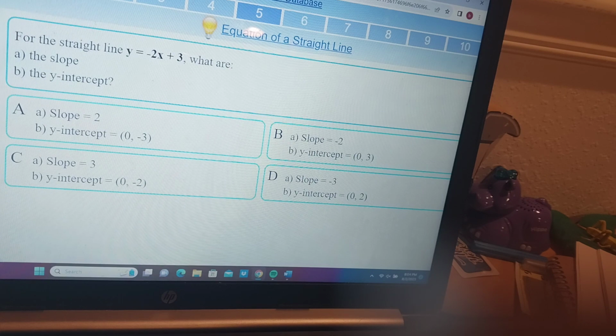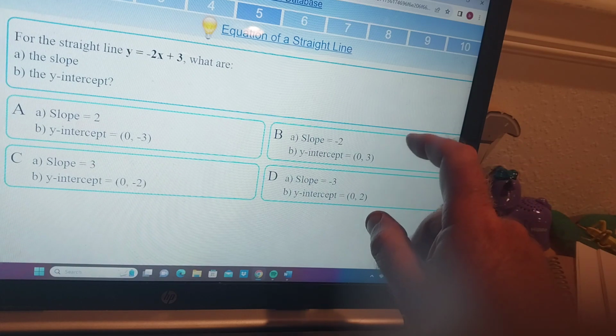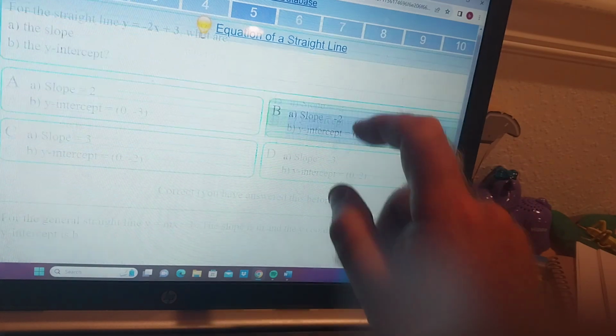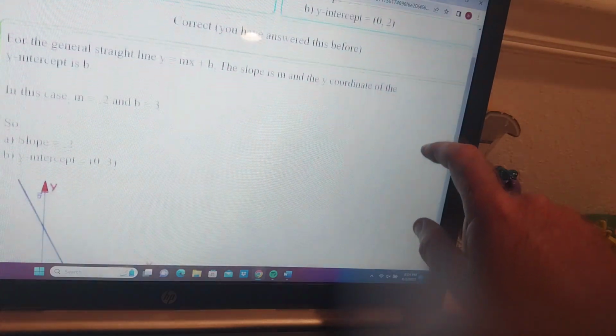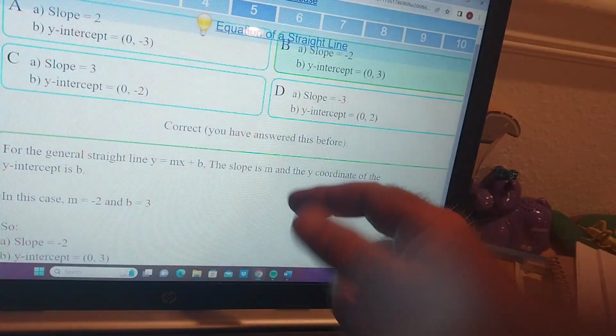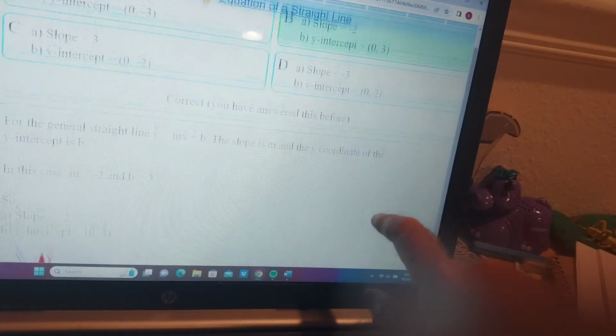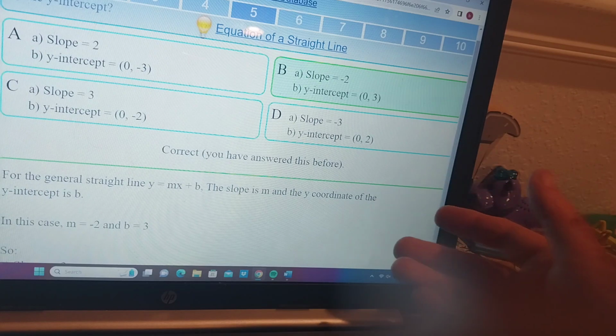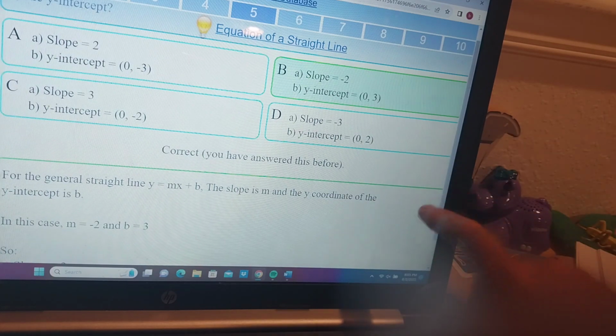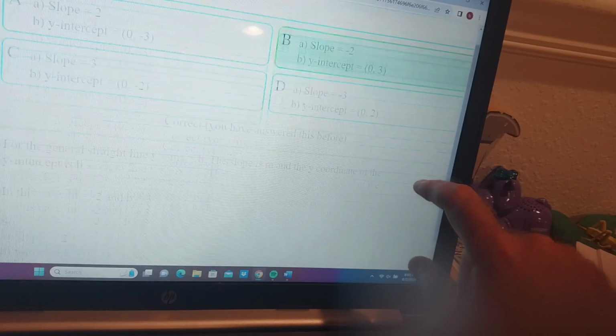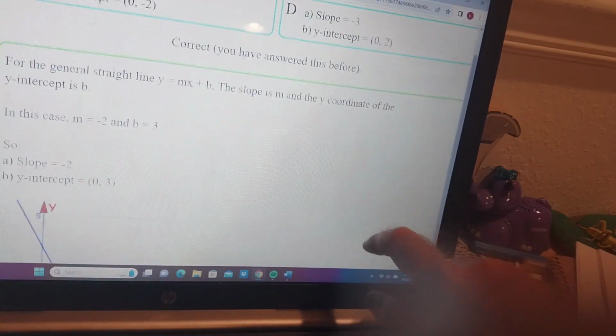So what is the slope? The slope is -2. And we already know what the y-intercept is. It is 3. So the answer here, guys, is going to be B. Ta-da! We don't even have to draw the graph. It tells us that b, the value of y when x is equal to 0, the number by itself, where the line hits the y-axis, is 3. So we know that one.